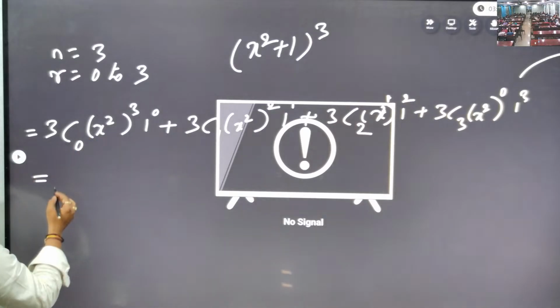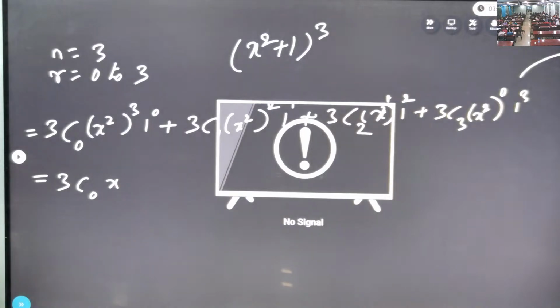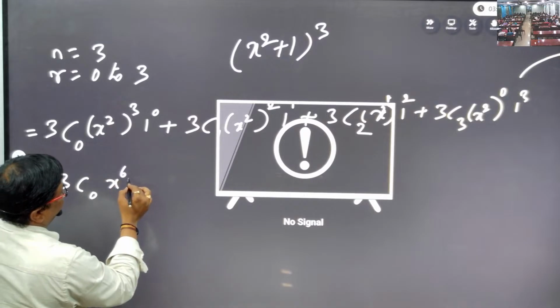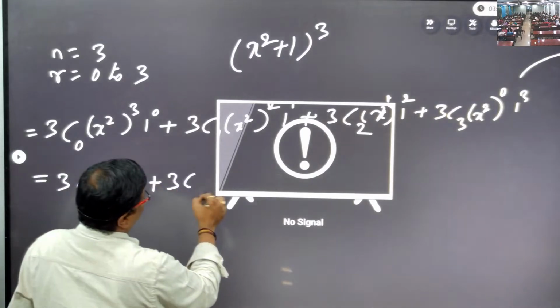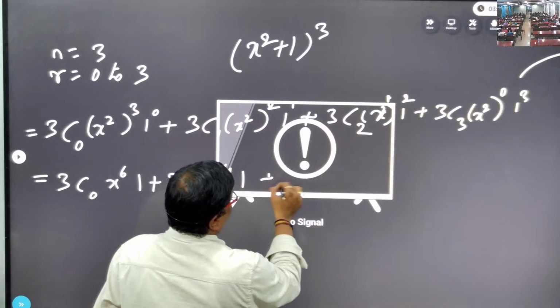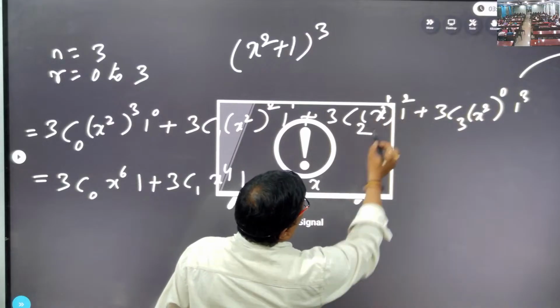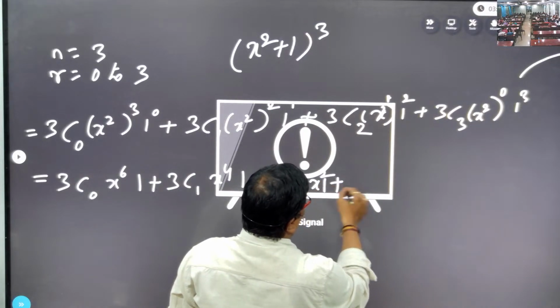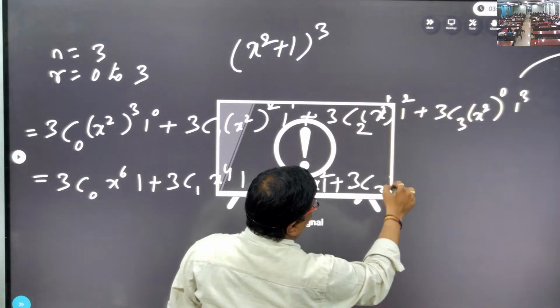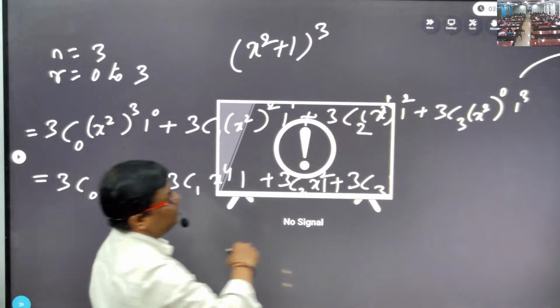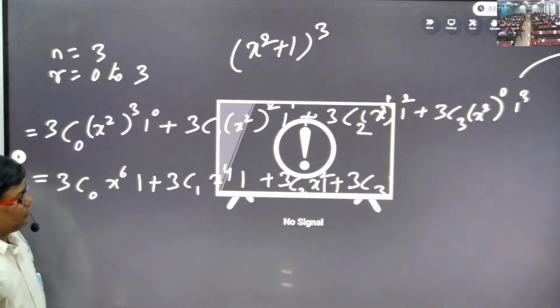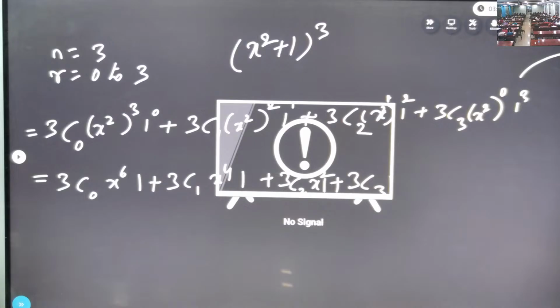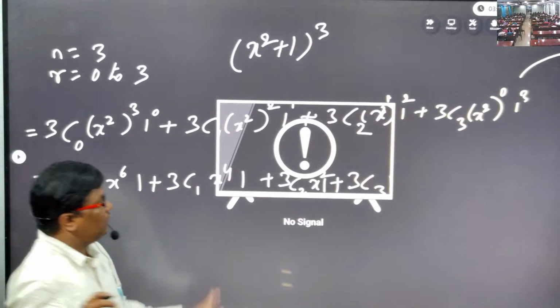Now tell me again, if you are simplifying 3c0 x square power 3, x power 3 into 2, what is the value? 3 into 2, x power 6 into 1, plus 3c1 x power 4 into 1, plus 3c2 x square into 1, plus 3c3, x square power 0. So 6, 4, 2 and 3c3. Okay, now simplify the value.